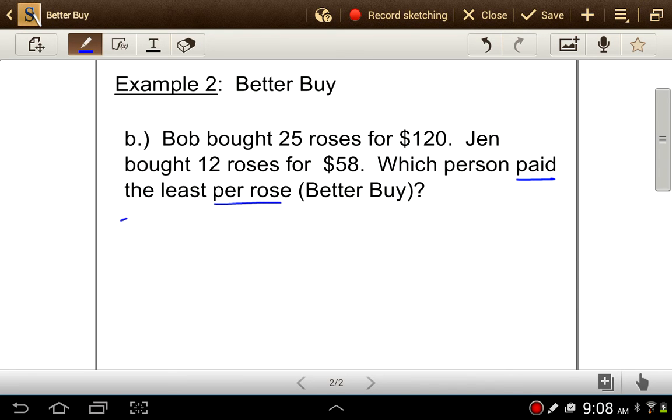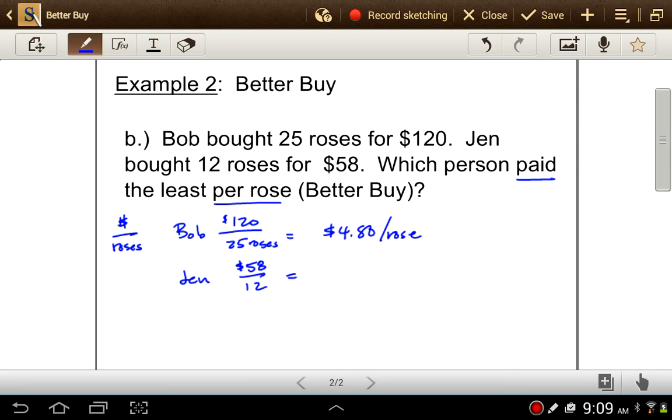So I'm going to put the cost over the roses when I fill out my ratios. Okay, my rates. So for Bob, it's going to be 120 over 25 roses. When I divide that, I am going to get $4.80 per rose. For Jen, when I do cost over rose, that's going to be $58 over 12 roses. When I divide that and I round it to the nearest penny, I get $4.83 per rose.